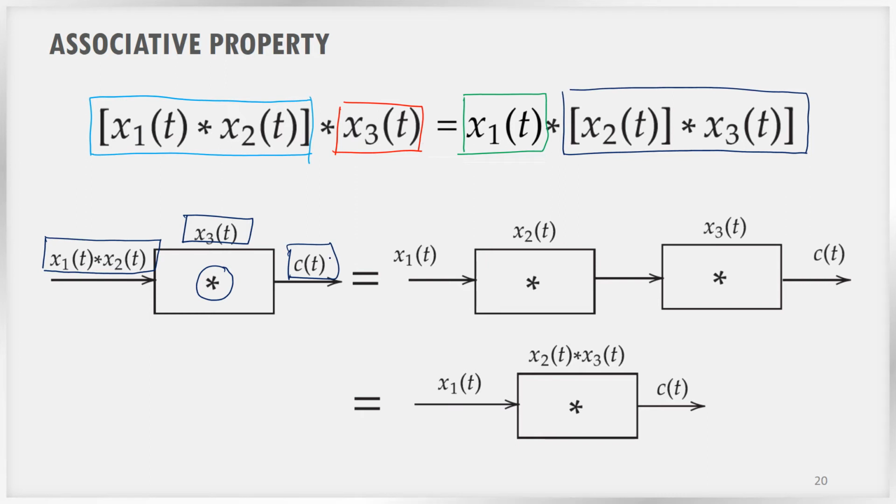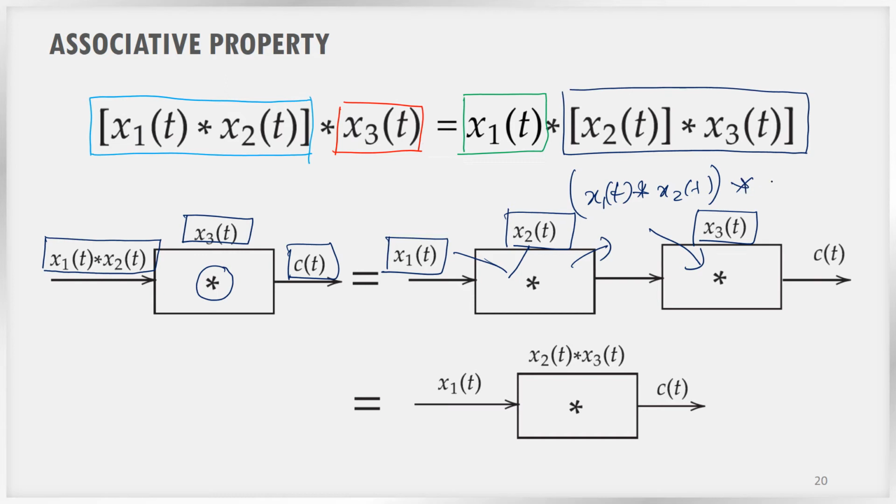The same C of t can be obtained in two other ways. What are they? First, you give x1 of t to a system with response x2 of t, and you perform the convolution of these two, and you take the output. So what will you get as output? You will get x1 of t convolution x2 of t here, right? And you give that to the next system whose system response is x3 of t. That will be equal to C of t. That is what this associative property says.